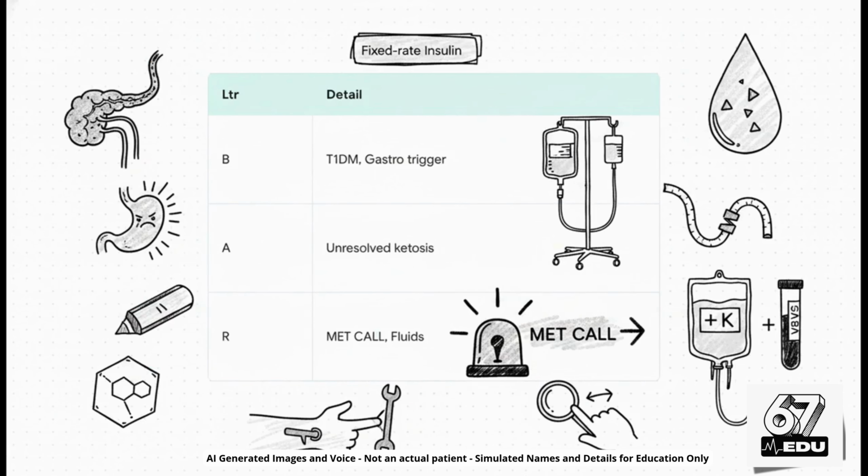Then we move on to the background, our critical assessment, and the life-saving recommendations we've initiated. B for background. She's a type 1 diabetic, triggered by gastroenteritis, and currently has a fixed-rate insulin infusion in situ. A for assessment, and this is our clinical judgment right here. Unresolved ketosis, with a potential insulin line failure or just inadequate glucose substrate to clear those ketones. Finally, R for recommendations. We've triggered a MET call, requested an urgent VBG, we're assessing the line, and most importantly, we are starting those dextrose and potassium fluids.